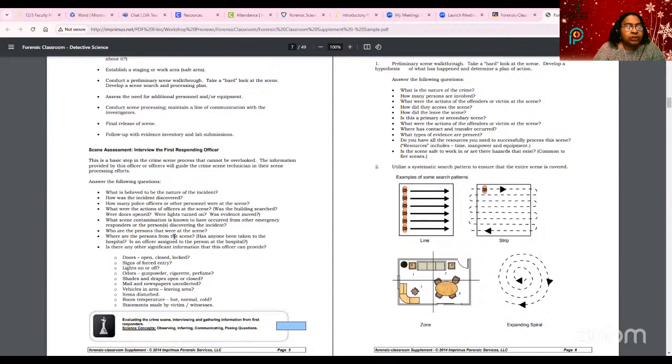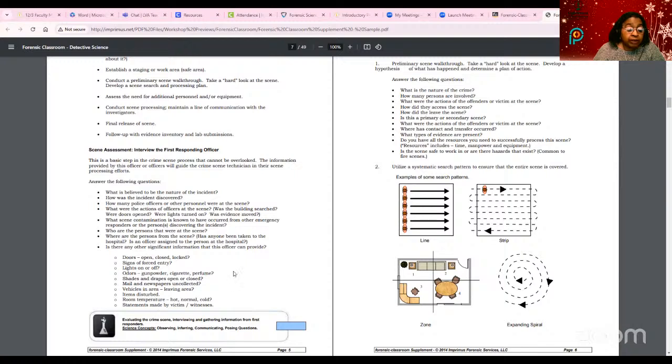Where are the persons from the scene? Has anyone been taken to the hospital? Is the officer assigned to the person at the hospital? So if somebody was not quite dead, at a crime scene, you can still have living people. Everybody doesn't have to be dead. So if you send somebody to the hospital, somebody needs to go with them. All right. Is there any other significant information to provide?